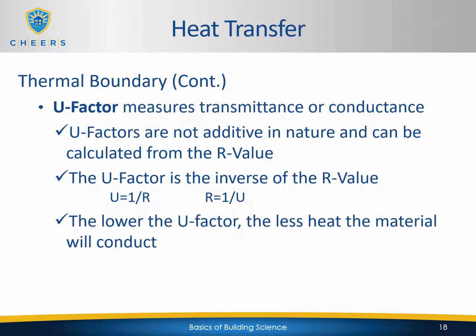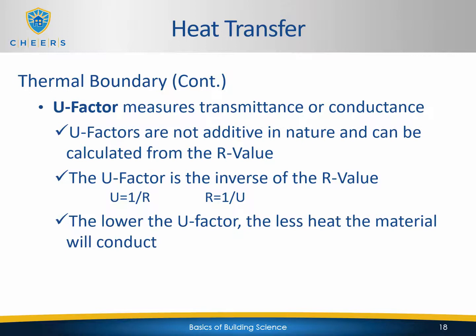Now the U factor measures the transmittance or conductance. Keep that in mind. R value measures resistance, U factor measures transmittance or conductance. The difference between the R value and the U factor is that the R value, as I said, can be added together. So if you have multiple layers of insulation within a boundary, you can add the R values of each one of those layers, and that gives you the aggregate R value for the boundary. Now the U factor cannot be added together. It's not additive in nature, but can be calculated from the R value.